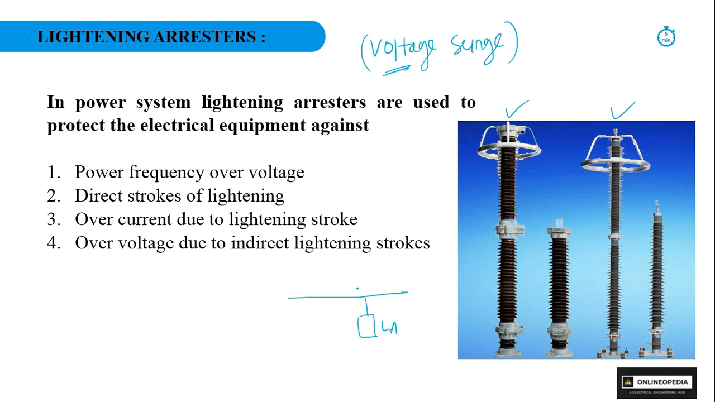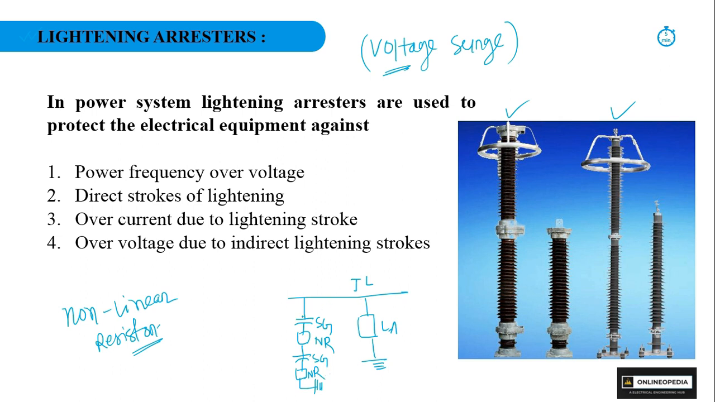Suppose this is your transmission line, and the lightning arrestor is connected to ground. A lightning arrestor normally consists of non-linear resistors and series gaps. So it will look like a series gap, a non-linear resistor, another series gap, a non-linear resistor, and it is connected to ground.